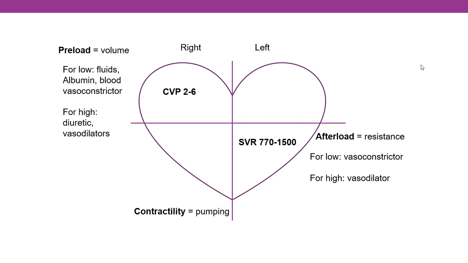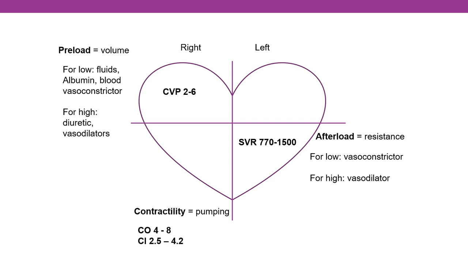Now let's talk about contractility, and that's the pumping of the heart. How is that measured? That's measured by cardiac output. Normal cardiac output is 4 to 8. Cardiac index is more specific. It is 2.5 to 4.2. That's probably the hardest number to remember.